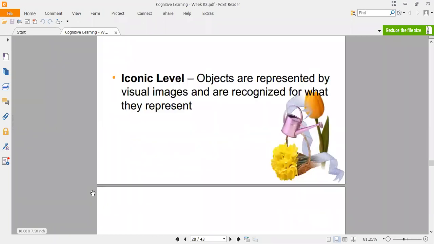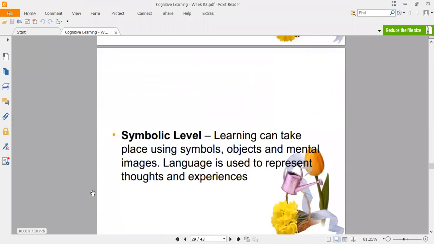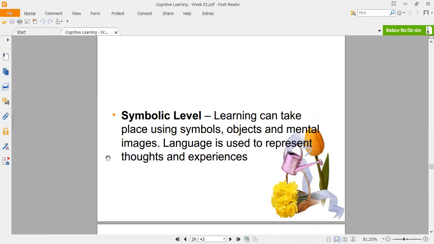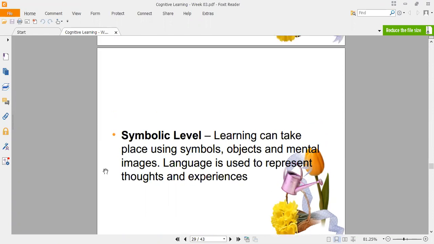Another level is the symbolic level, which is the most important. Learning can take place using symbols, objects, and mental images. Learning is used to represent thoughts and experience. What is the initial symbolic level learning that you have been doing and using so far?